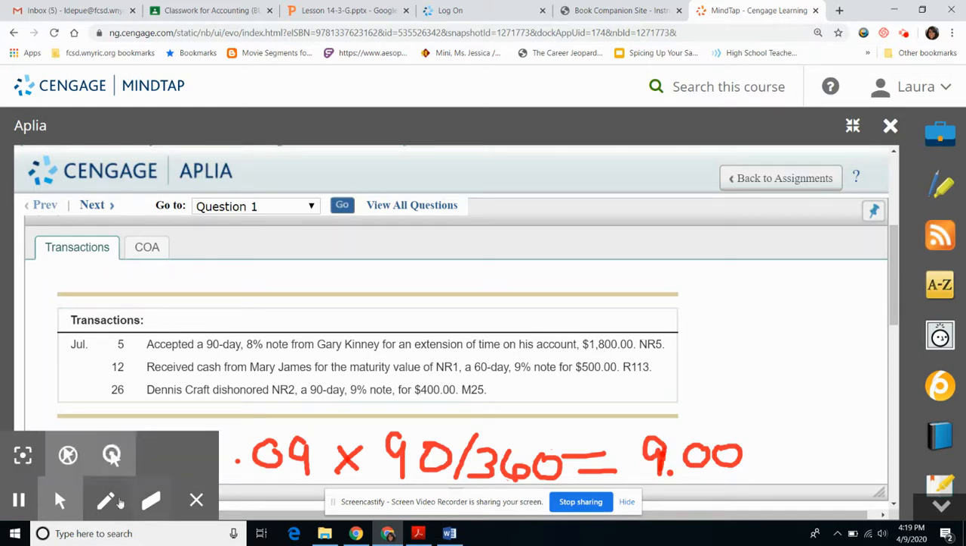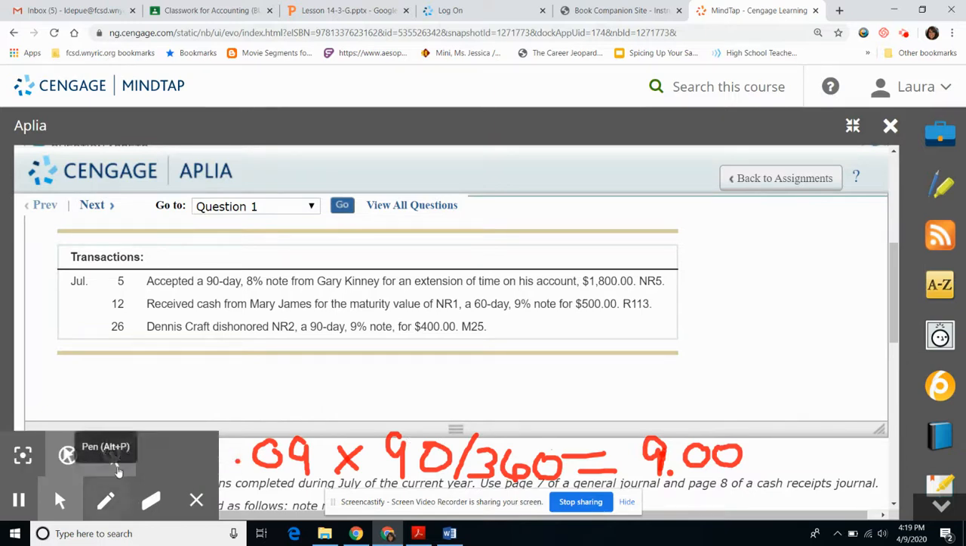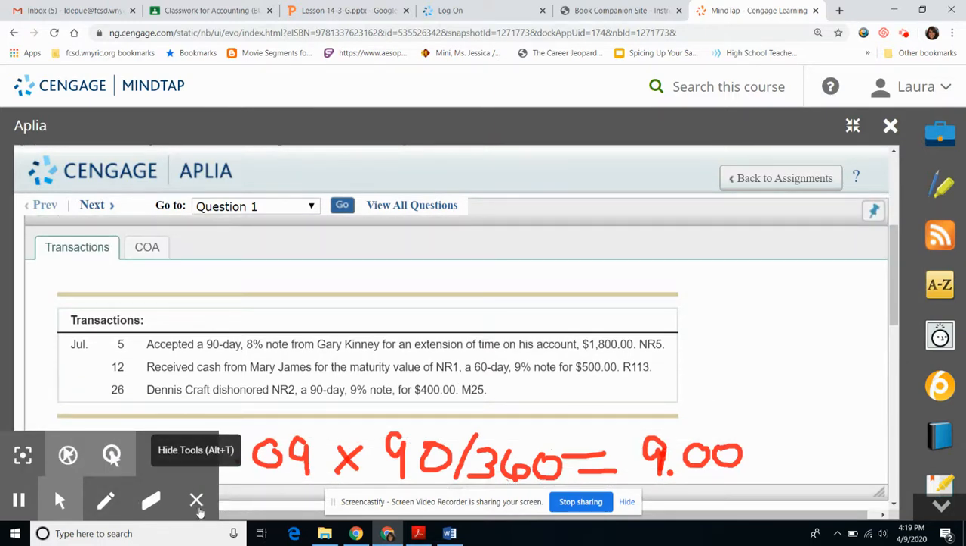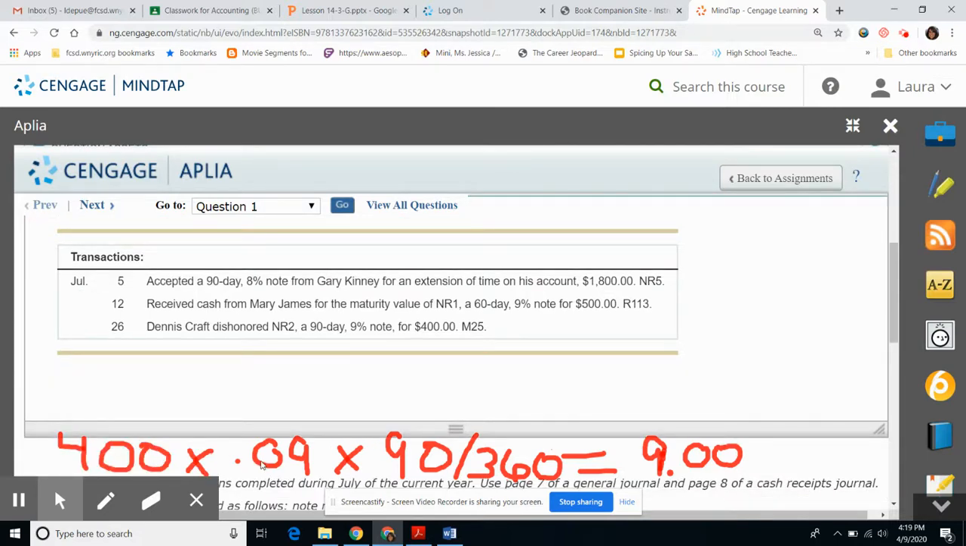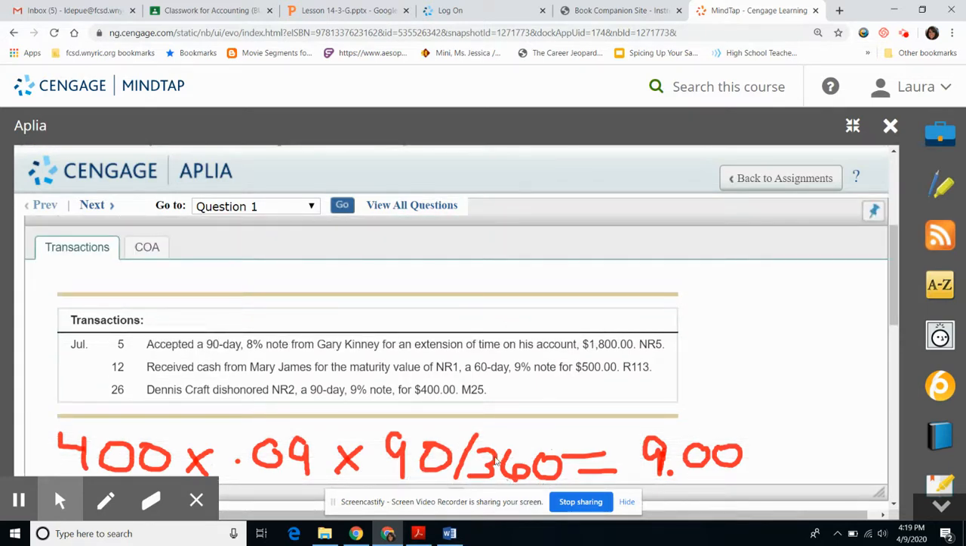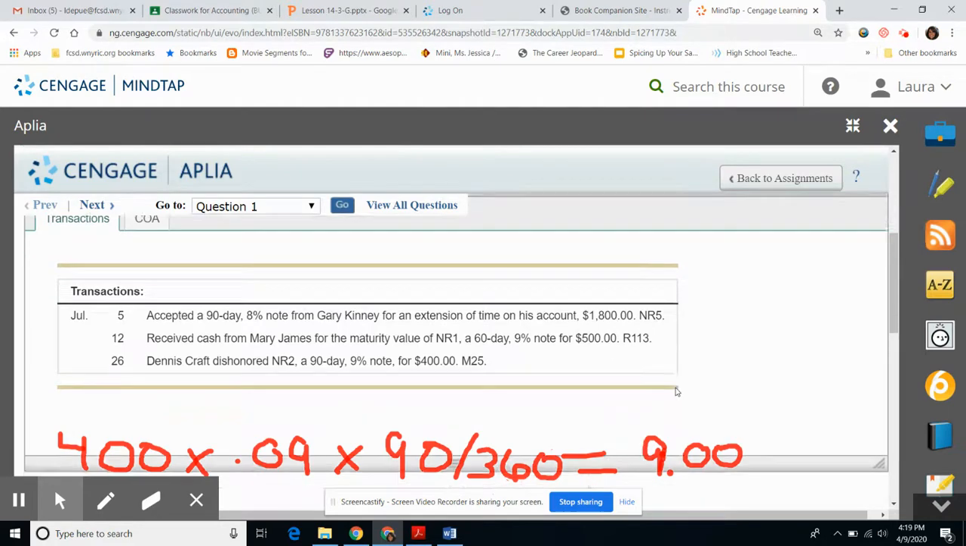So the math right here, the same type of math that we had to do from before. We start with the 400, we multiply by the percent given, which is the 9% note, and we multiply by the 90 days divided by the 360 to get the amount of $9. So this is the math that we have to do to figure out the amount of interest, which is the $9 of interest. So this is going to also go into the general journal.